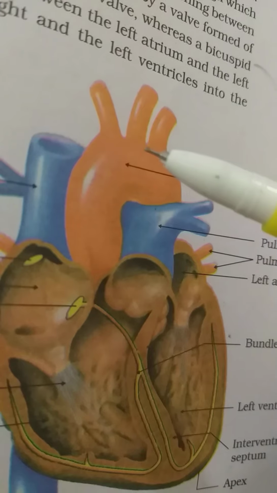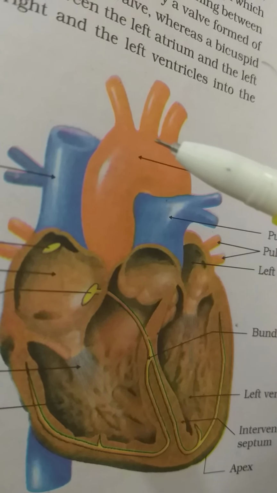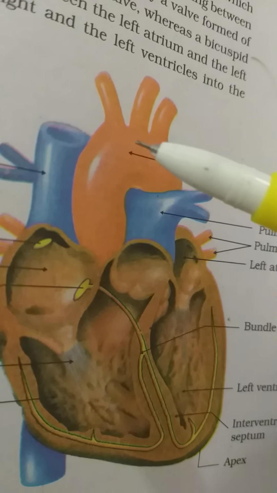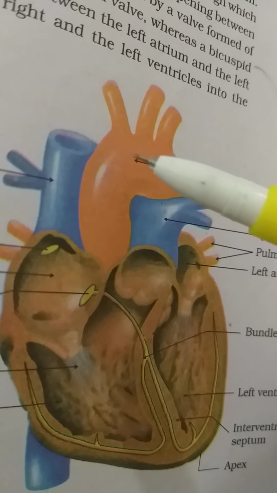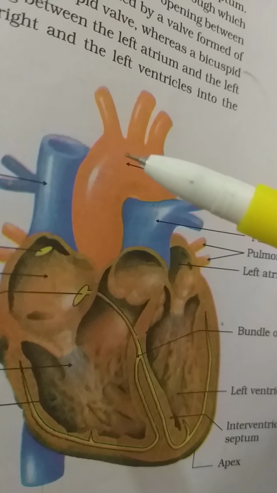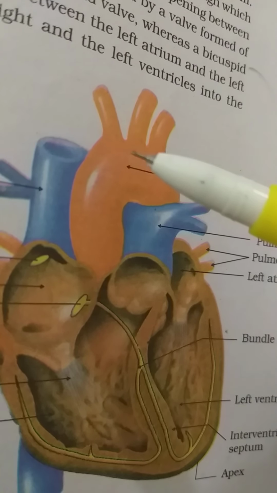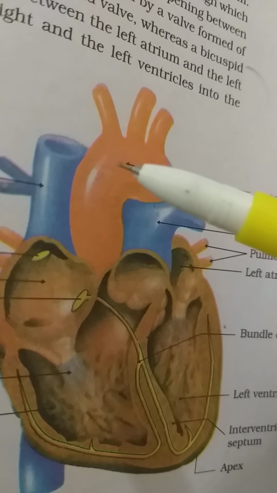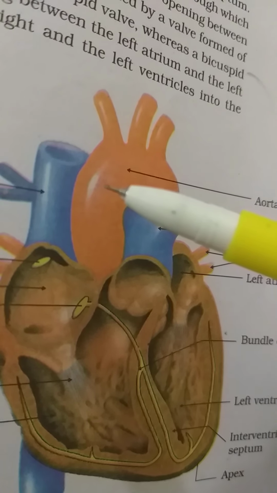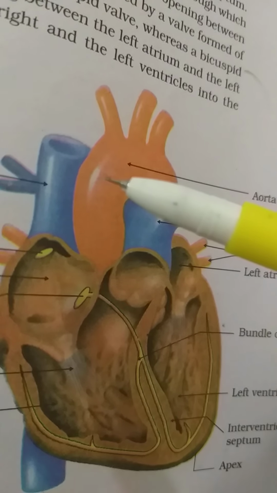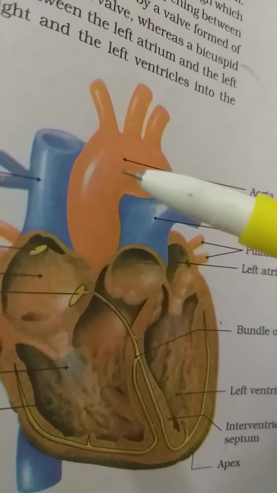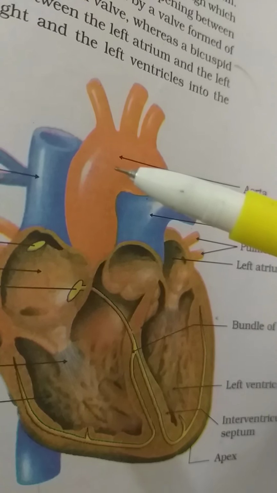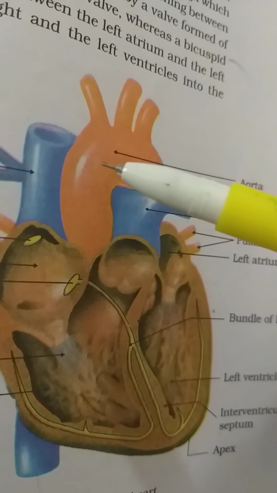In the cells and tissues, the oxygen is used up during respiration for oxidation of food and carbon dioxide is produced. That carbon dioxide now diffuses back to the blood. So in the tissues, there is an exchange of gases. Oxygen diffuses into the tissues, carbon dioxide diffuses from the tissues into the blood. The blood containing carbon dioxide is collected from the tissues by the veins. All the veins combine to form the vena cava.